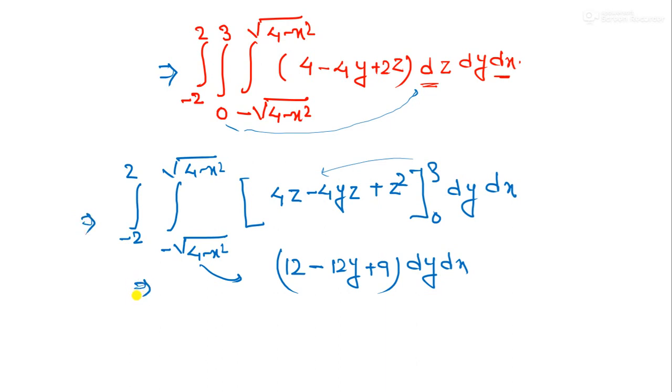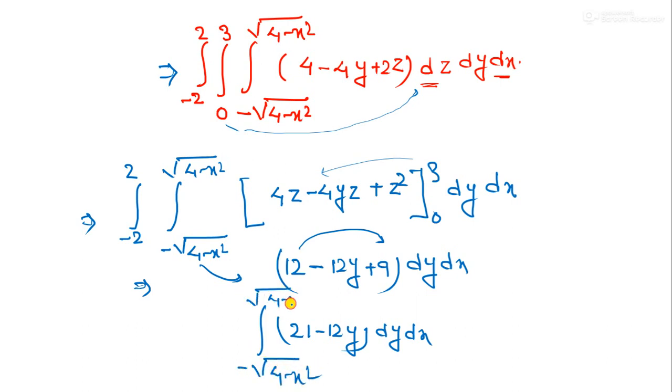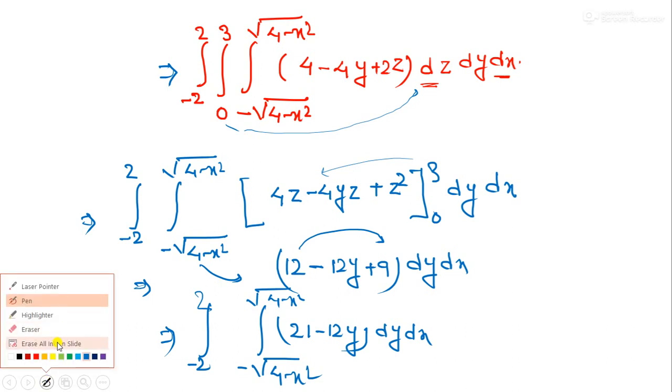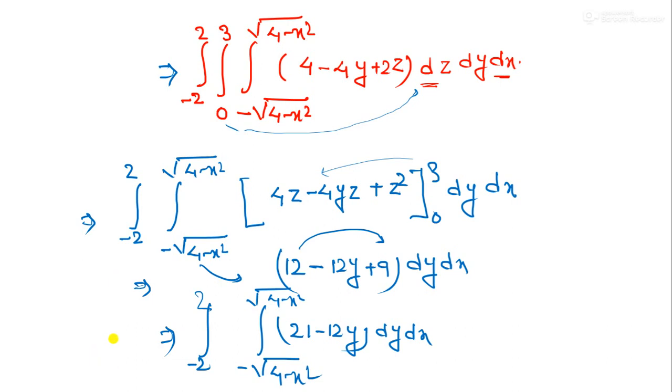Now 12 plus 9 is 21, that is 21 minus 12y dy dx, with the same integral limits: minus root under 4 minus x square to root under 4 minus x square, and the integral from minus 2 to 2. Now moving further, let's separate out the factors. What are the factors? Minus 2 to 2 for the x limit, and we have 21 dy dx.